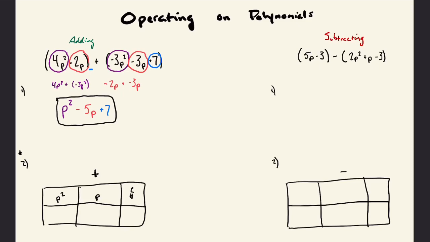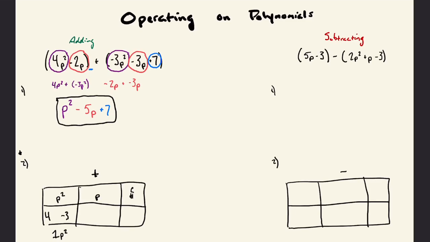So I'm going to put all the numbers here that have p to the second power, which is a 4 and a negative 3. Now I'm going to do this with the laser. 4 plus negative 3 gives me a positive 1. So I know this is going to be a positive 1p squared. Just bring that down. So what I did there was I know that p squared is still going to stay here, and I just brought that down right there.